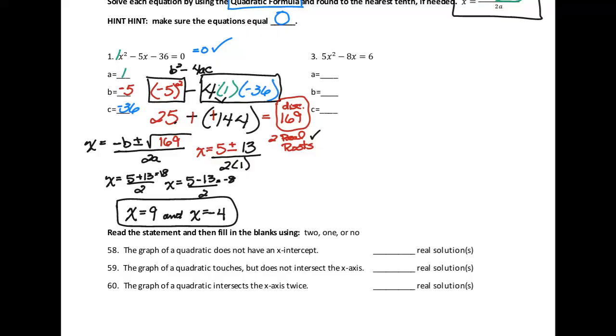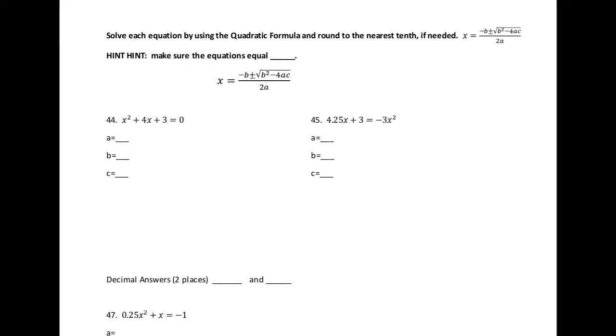Anybody else need more time to copy? All right, let us go to the back side.